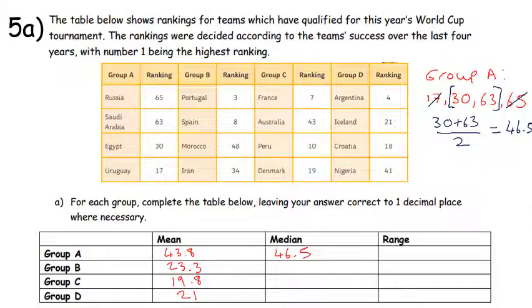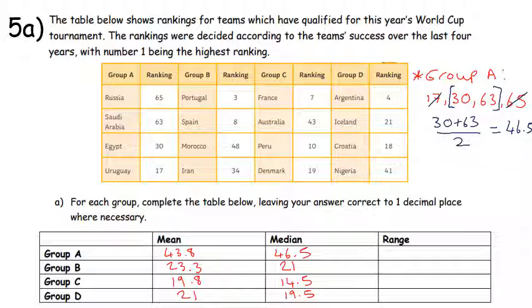Now you're going to follow that exact process for all the other groups because they all have an even number of values. So write your list in order of smallest to biggest. It's only 4 numbers, should be quite quick. Add the 2 middle numbers and divide them by 2 to get your median. And once you've done that, you end up with your table looking like this.